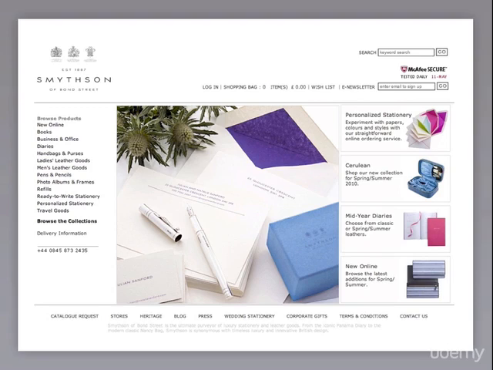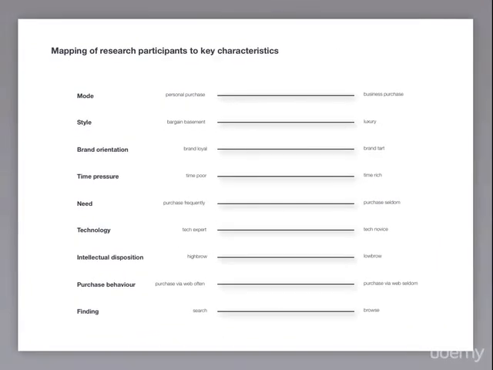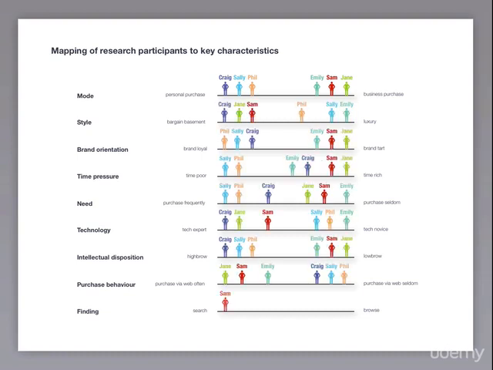So we're going to interview 6 people, and let's assume that we do our interviews and a number of characteristics emerge, like personal business purchase, bargain basement luxury, and so on. And what we'll do now is we'll map our research participants to these key characteristics. What we're going to do is we're going to populate this table with our interviewees. So for example, you can see that Craig, Sally and Phil, they tend to buy stationery as a personal purchase, while Emily, Sam and Jane, well, they tend to buy stationery as a business purchase. And now let's populate the rest of the table.